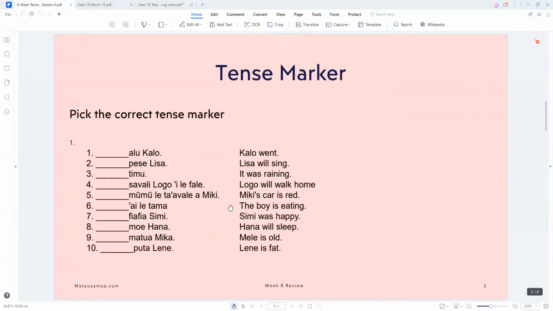So our tense markers, we did in week 2. Let's just pick the right tense markers for this. Carlo went. I think we did do this. And you guys can just blurt them out. Carlo went. So Carlo past tense went. Na. Yep, na is our past tense marker. Carlo went. So na alu Carlo. Na alu Carlo. Lisa will sing.